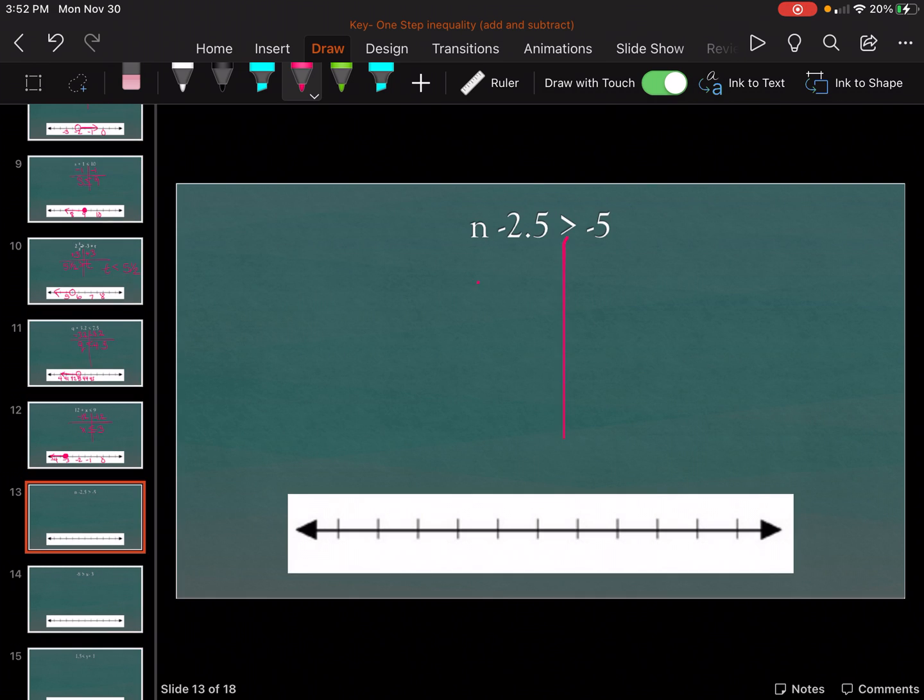Okay. We're going to add 2.5 to both sides. Line up that decimal. Different signs, subtract. N is greater than negative 2.5. So 0, negative 1, negative 2, negative 3. It's going to be an open circle halfway between, pointing to the right.